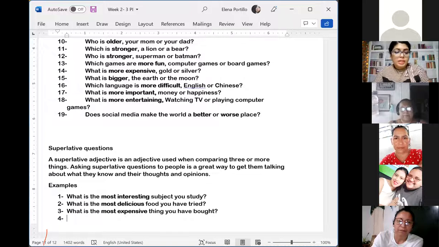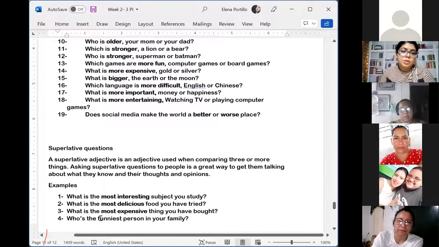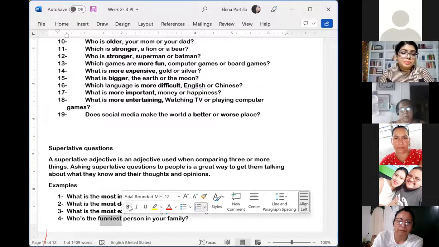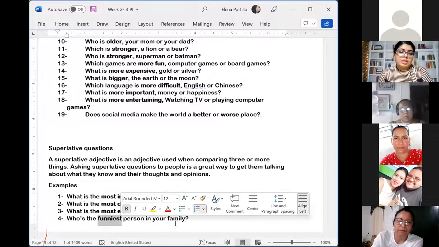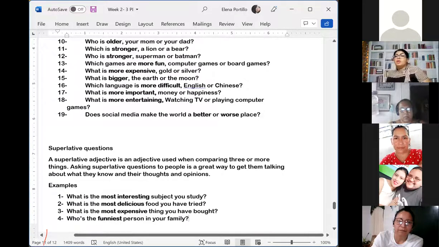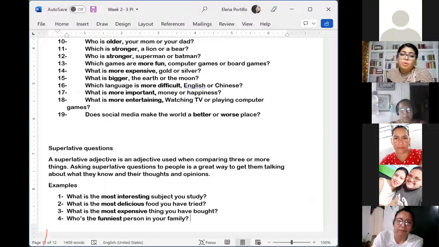So we have the example. Who's the funniest person in your family? Maybe we have like 20 people in our family and we are going to choose among them, because there are a lot of people. And we are going to choose among them who is the funniest person in the family.